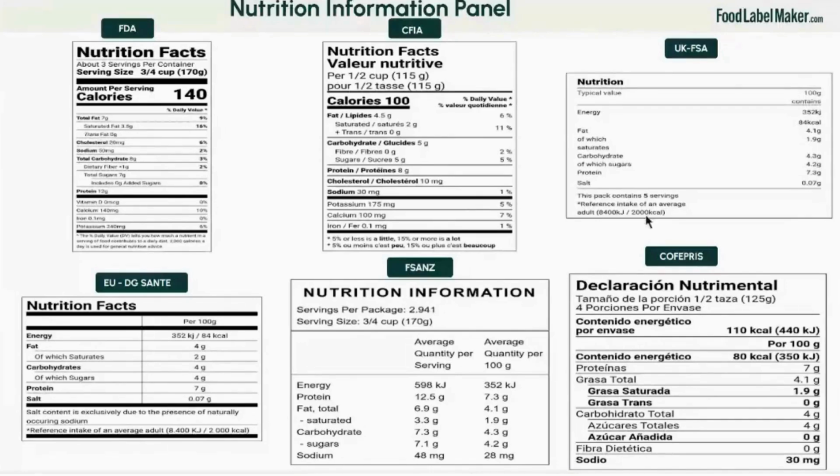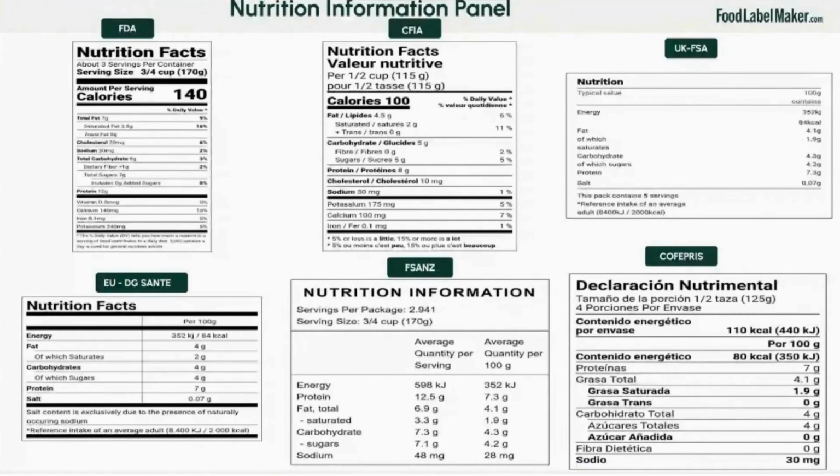Another example we can notice here is protein. Notice how protein is added as a whole number in certain labels and as a number rounded to the nearest 0.1 grams in others. And this is mainly due to the rounding rules for each market. Okay, so this is for the rounding rules.